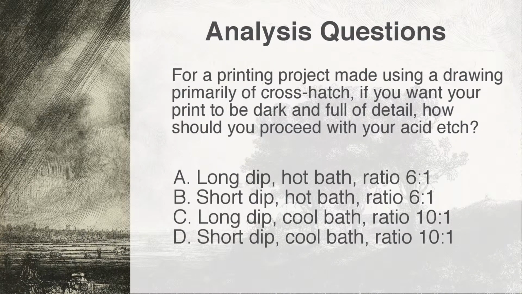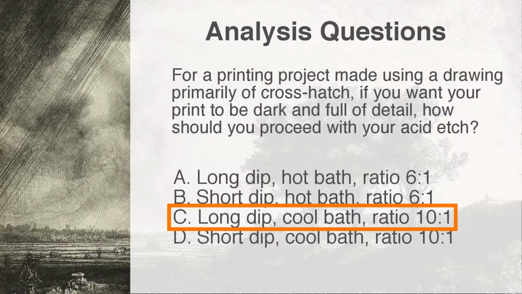Here is an example in the area of printmaking. For a printing project made using a drawing primarily of crosshatch, if you want your print to be dark and full of detail, how should you proceed with your acid etch? A. A long dip in a hot etch acid bath with a ratio of 6:1. B. A short dip in a hot etch acid bath with a ratio of 6:1. C. A long dip in a cool etch acid bath with a ratio of 10:1. D. A short dip in a cool etch acid bath with a ratio of 10:1. The answer is C.